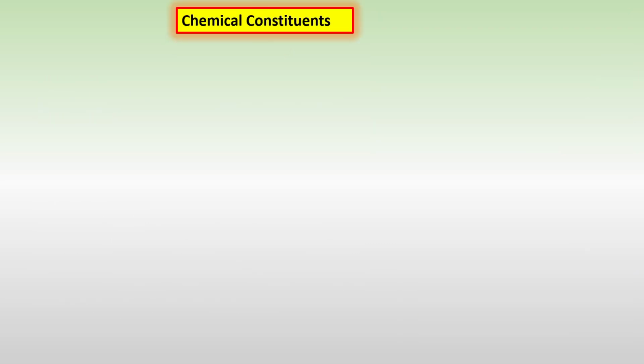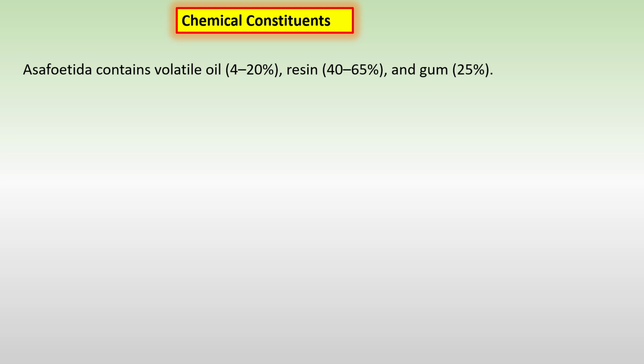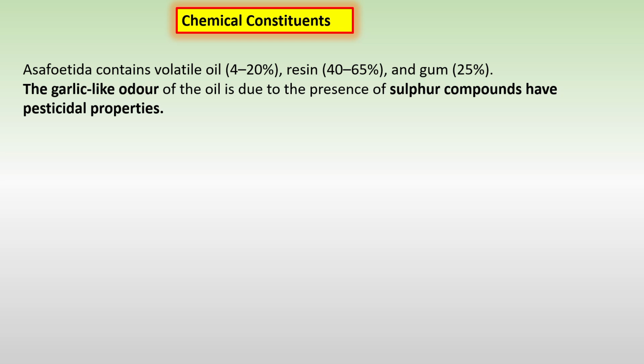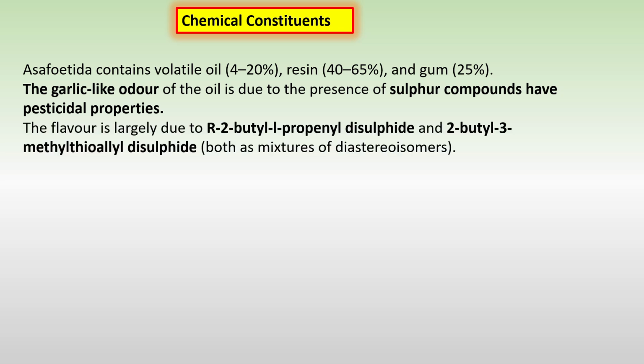Asafoetida, Apiaceae. Chemical constituents: asafoetida consists of volatile oil of 4 to 20%, resins of 40 to 65%, and gum of 25%. A garlic-like odor is there in the oil. This is due to the presence of sulfur compounds. Many compounds have been isolated and identified and given names also. They have a pesticidal property. The flavor is largely due to the 2-butyl 1-propenyl disulfide and 2-butyl 3-methylthioallyl disulfide, both as a mixture of diastereoisomers.